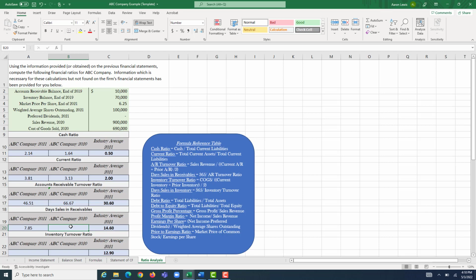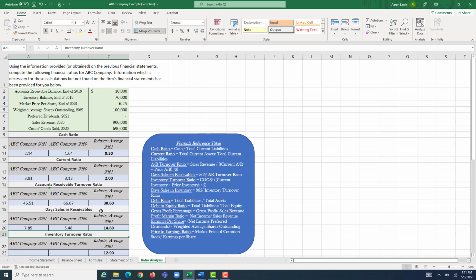In 2020, if we took 365, divided it by that 66.67, we would come up with 5.48. So last year it was only taking us about 5.5 days to collect on a receivable after we made the sale, to convert that receivable into cash. This year we're up to almost 8.